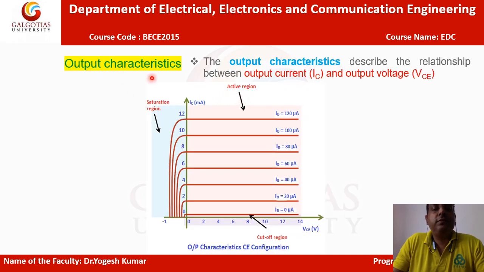Now, output characteristics for the common emitter. The output characteristics describe the relationship between the output current IC and the output voltage VC. Now here you can see the graph is divided into three regions. One is the active region, that is showing this graph. One is the cutoff region just below this active region, and this graph shows the saturation. And this is for different values of IB, for example, 0 microampere, 20 microampere, 40 microampere. We are getting different values of IB and different values of VC. So this is the output characteristics of the common emitter configuration.